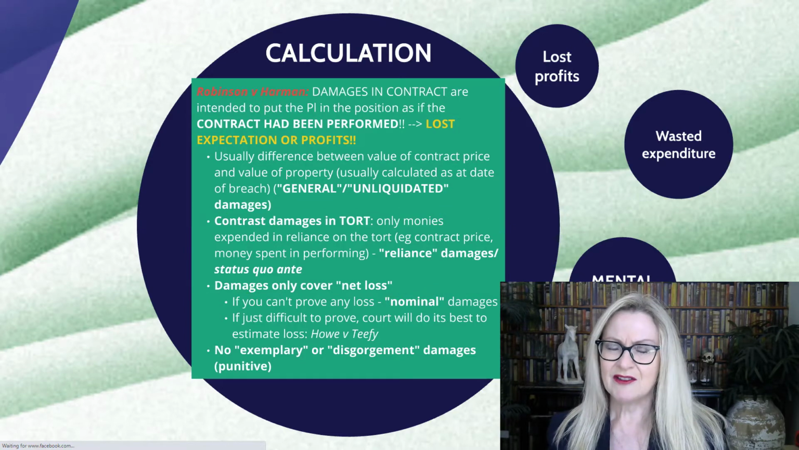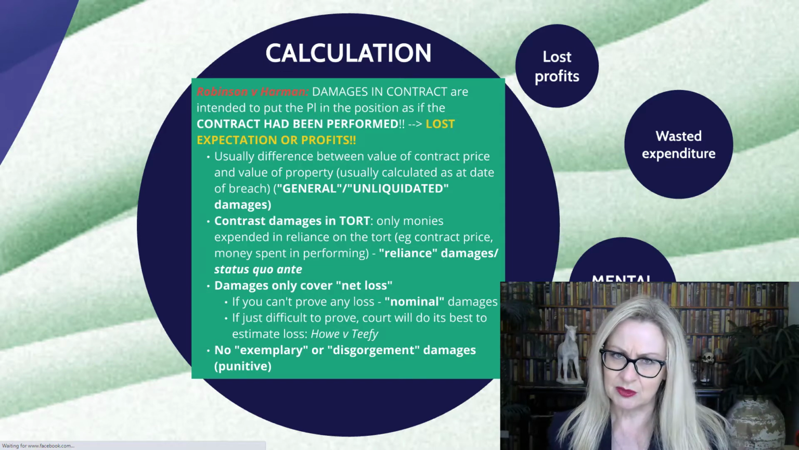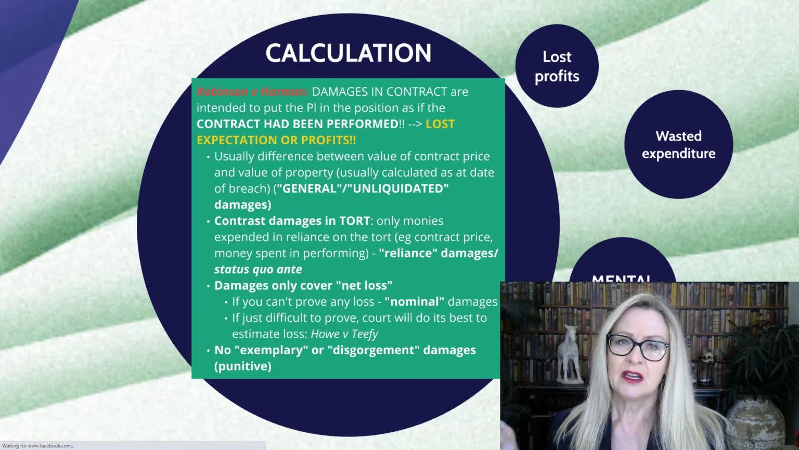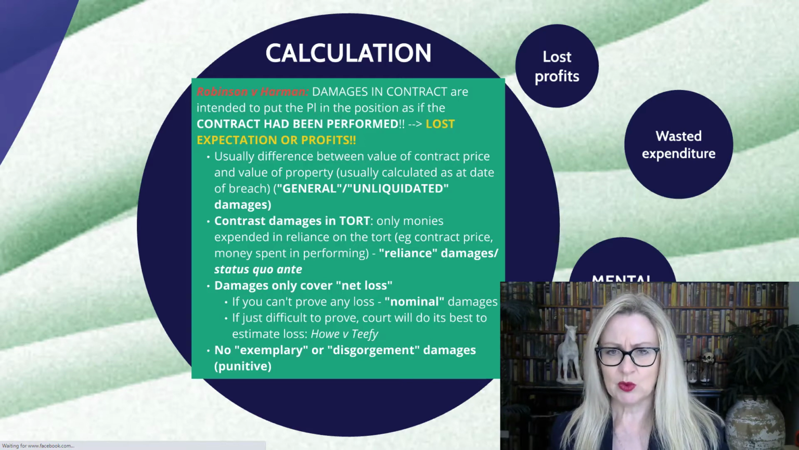Very, very important to keep these two types of calculation distinct in your mind. Tort gets the plaintiff back to the beginning, how they were at the beginning. Contract gets them to where they would have been at the end of the contract if everything went well. Damages in contract only cover your net loss that you can prove. If you can't prove any loss at all, the court's just going to give you nominal damages, and by nominal damages I mean really nominal. Normally the court will just give $1.